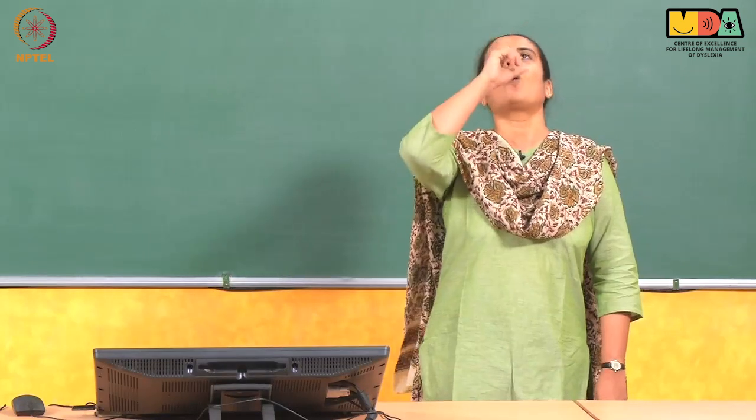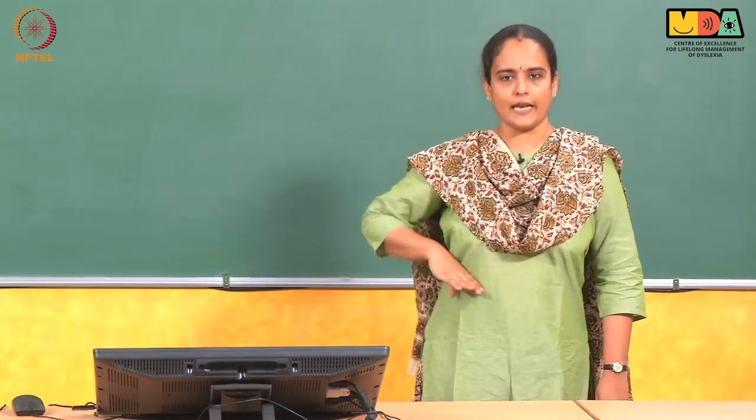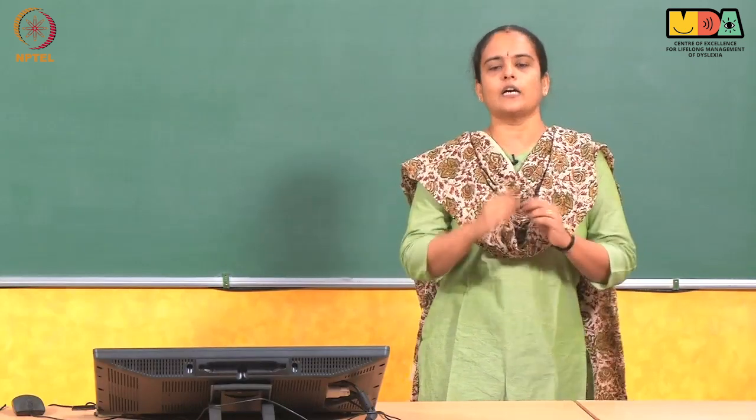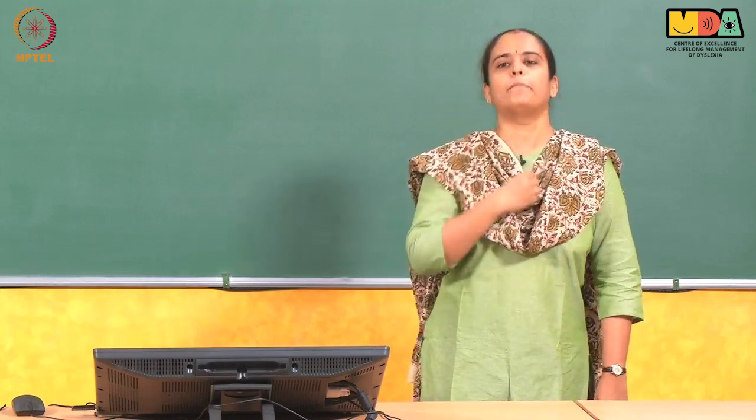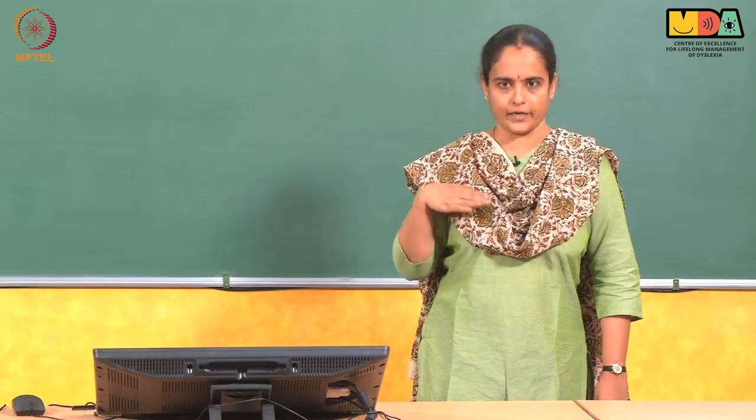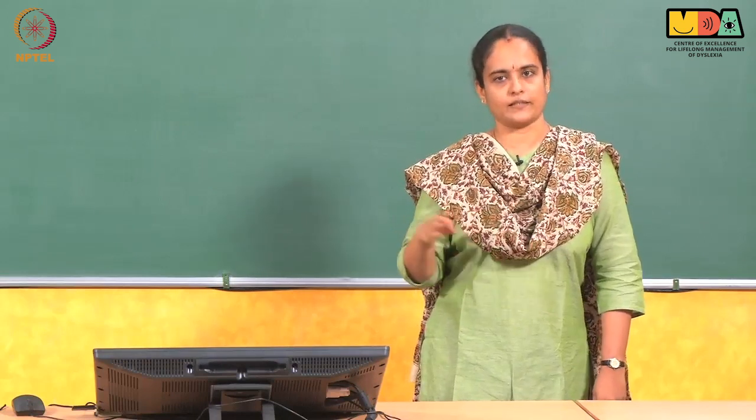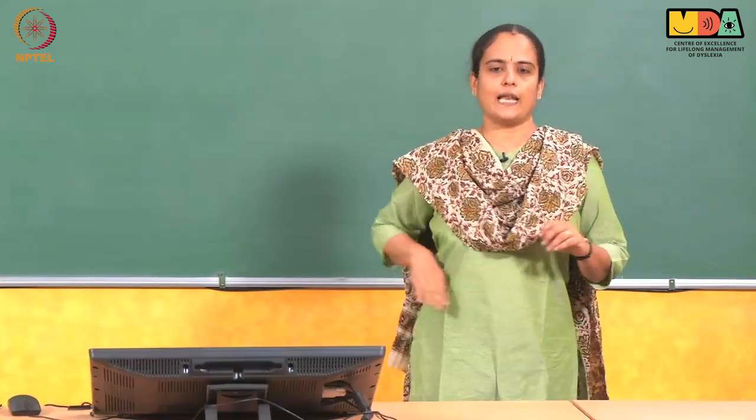So, pour water in a measuring cylinder, note the initial level of water, tie a stone by means of a thread, lower the stone completely into water, note the final level of water, volume of stone is equal to final level minus the initial level.